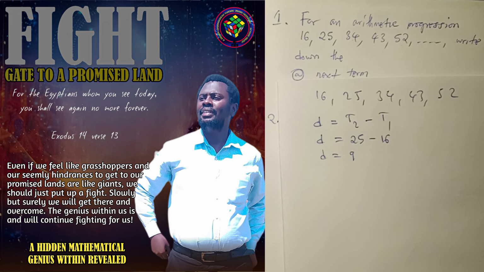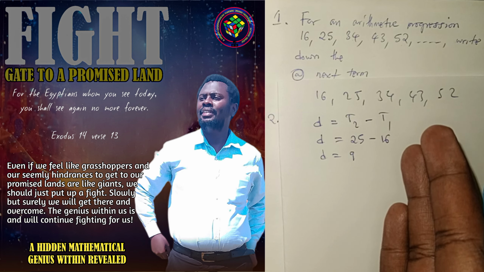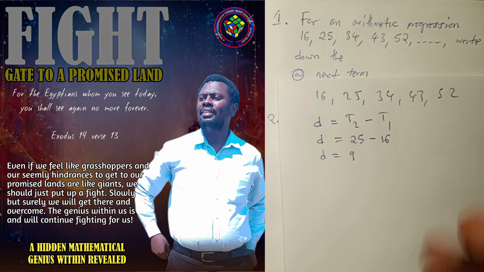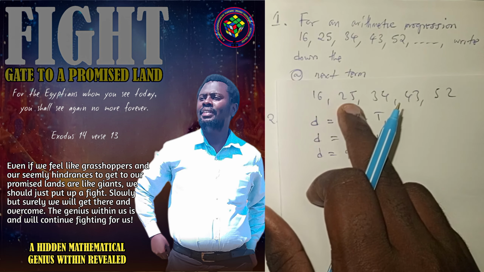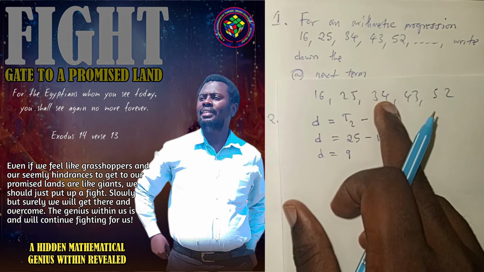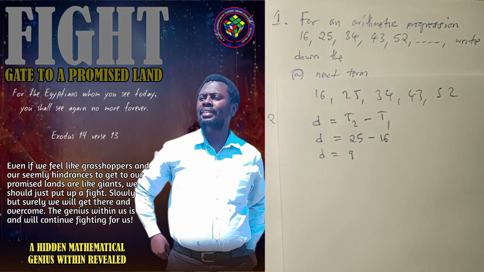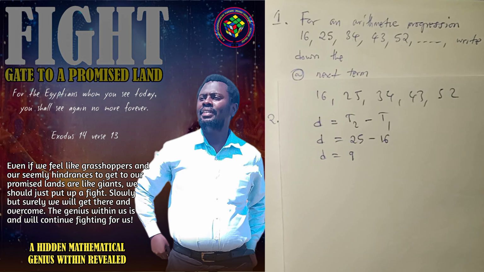Meaning, from one term to the other, you just add a 9. So 16 plus 9 is 25. 25 plus 9 is 34. 34 plus 9 is 43. And 43 plus 9 is 52. So the common difference is 9.